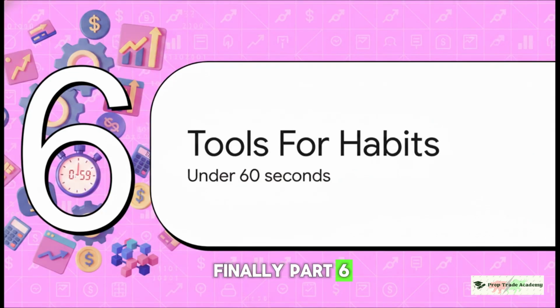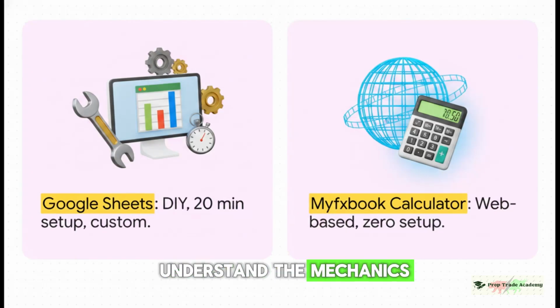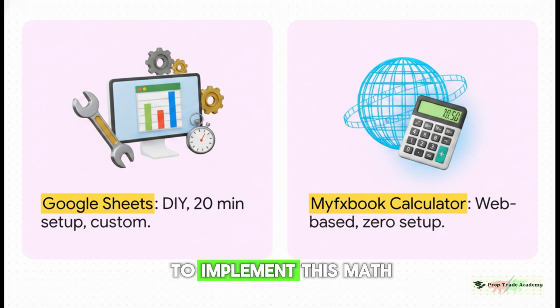Finally, part 6, tools for automatic habits. Now that you completely understand the mechanics, I want to give you the actual tools to implement this math in under 60 seconds every single day. You don't have to do this on a scratch pad anymore. There are 2 really great free options.